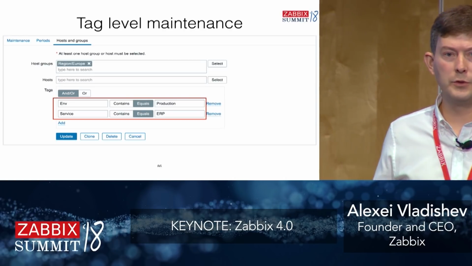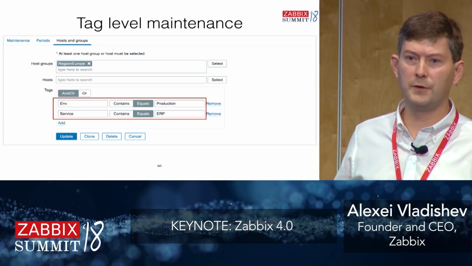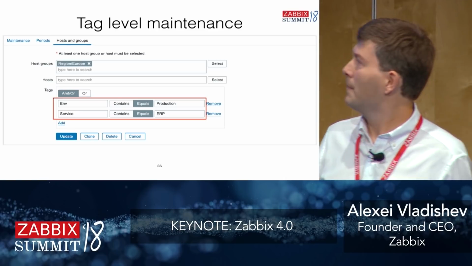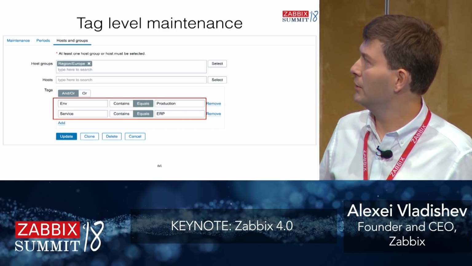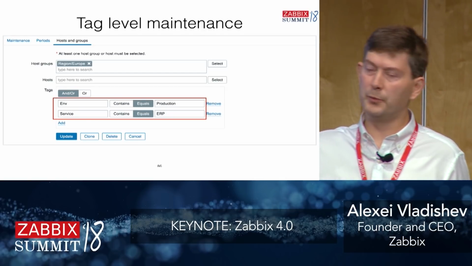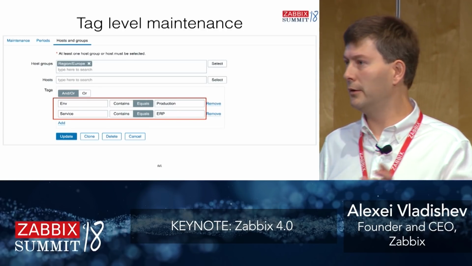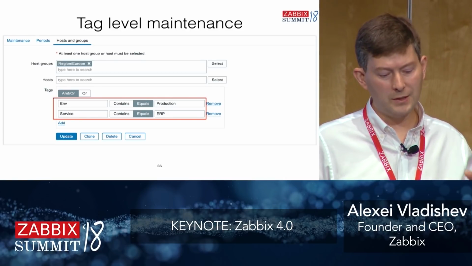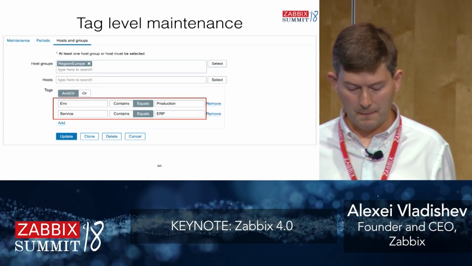For example, if I want to put the whole ERP service in maintenance, I just specify region Europe. So the Europe ERP, if it's in a production environment, goes to maintenance. Really cool. So you may put into maintenance the whole data center, service, maybe an individual trigger, anything you want. So there is very granular maintenance, which is now optionally based on problem tags.